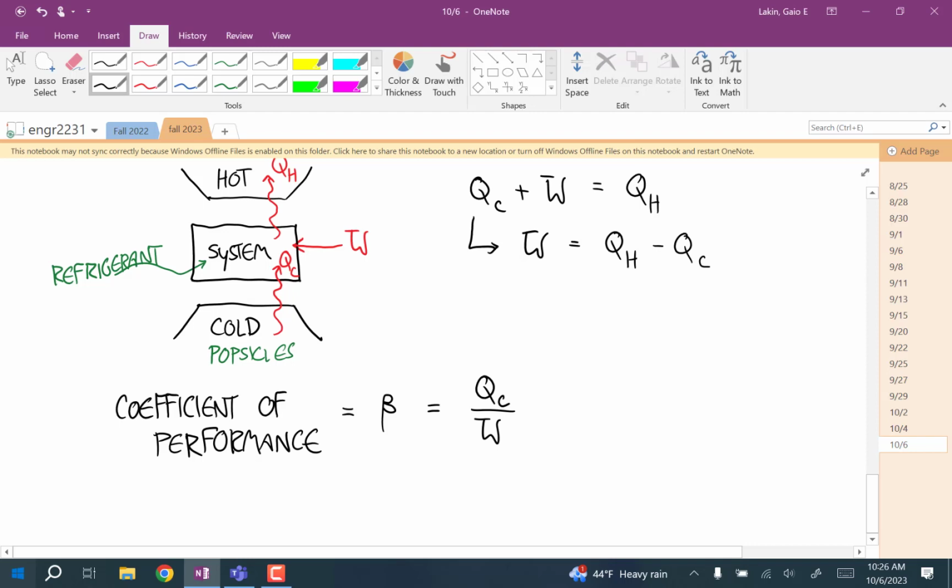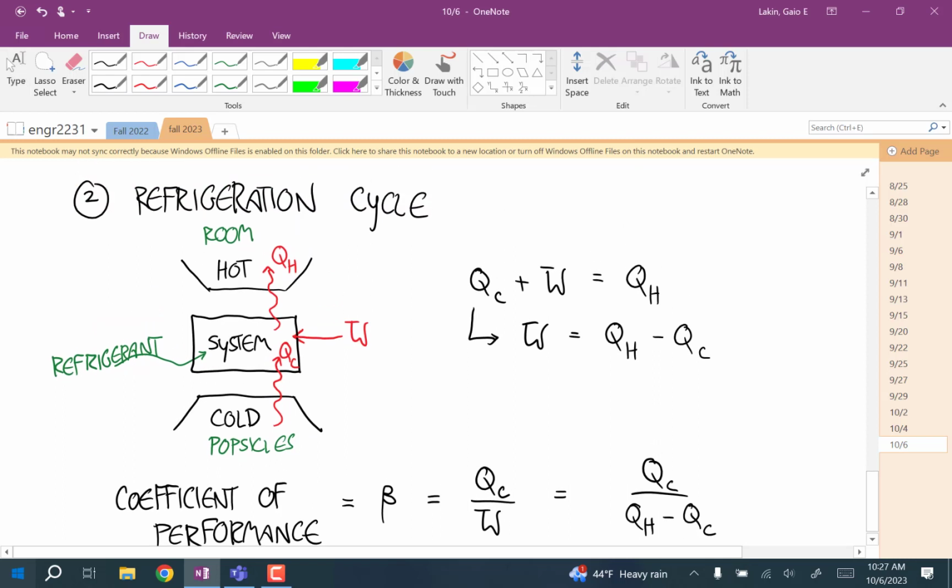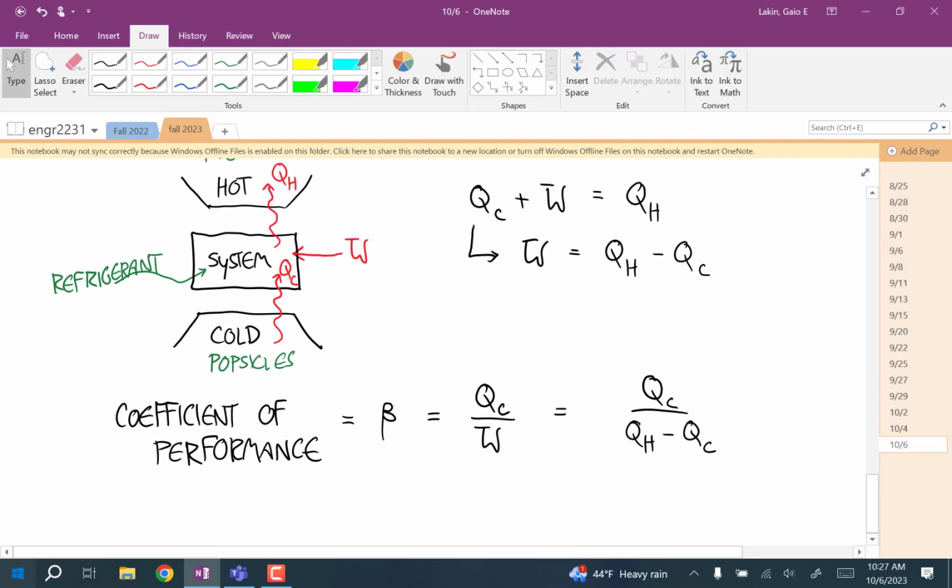The work of compressing the gas is the cost of running this refrigeration cycle. And then again, it's not totally clear why we would ever want to express this all in terms of heats, but we will want to. And so you can substitute in this expression for work and rewrite this as QC over the quantity QH minus QC. Any questions right now about that?